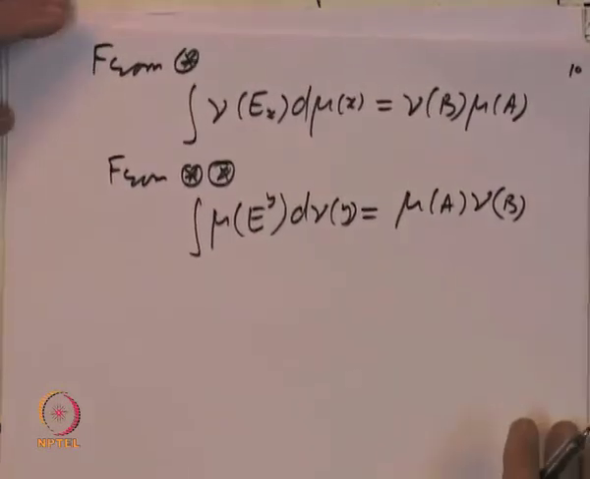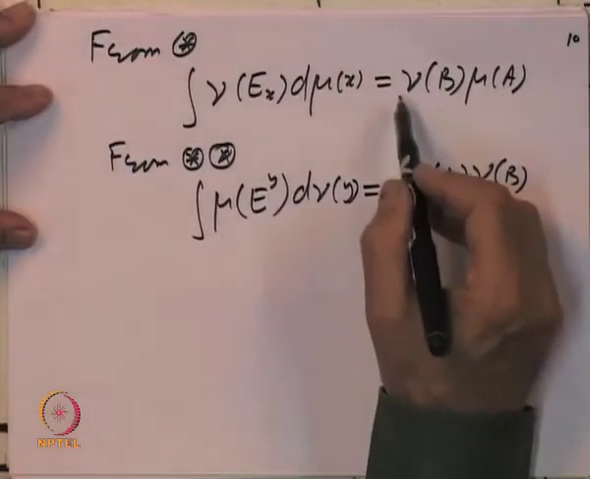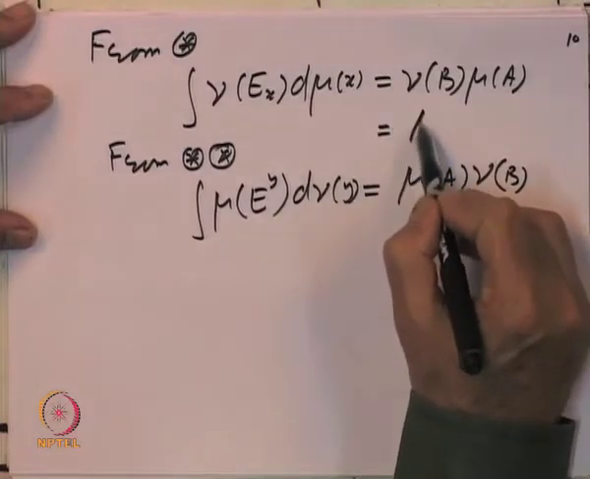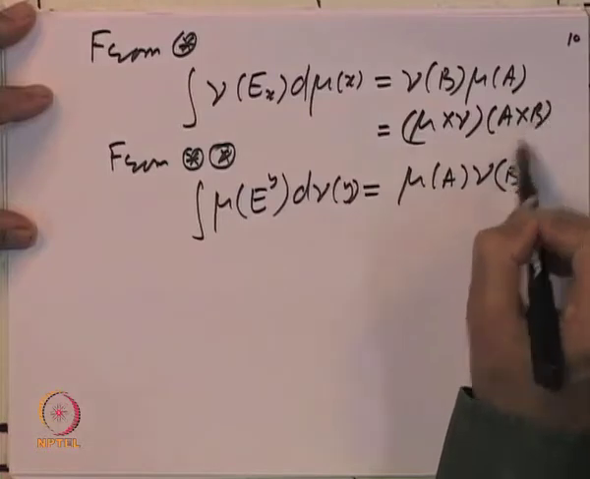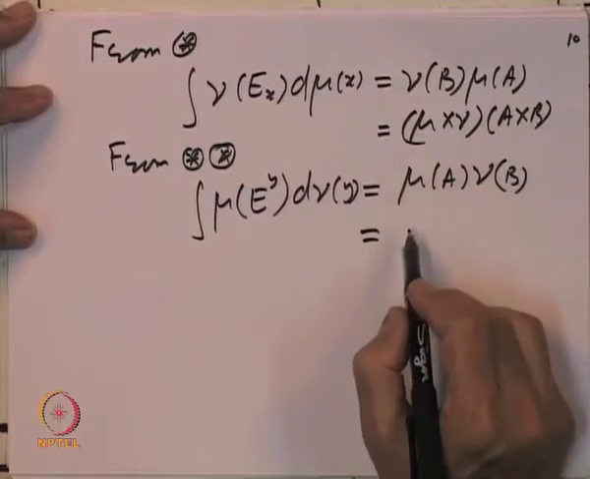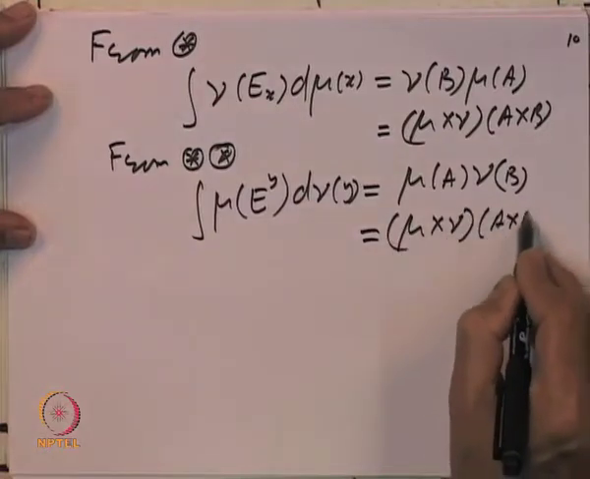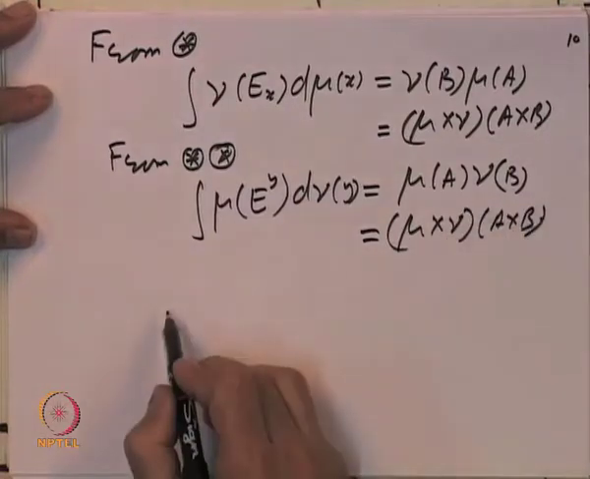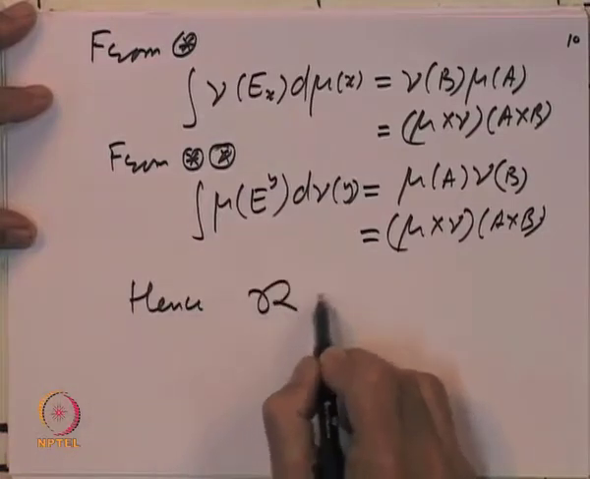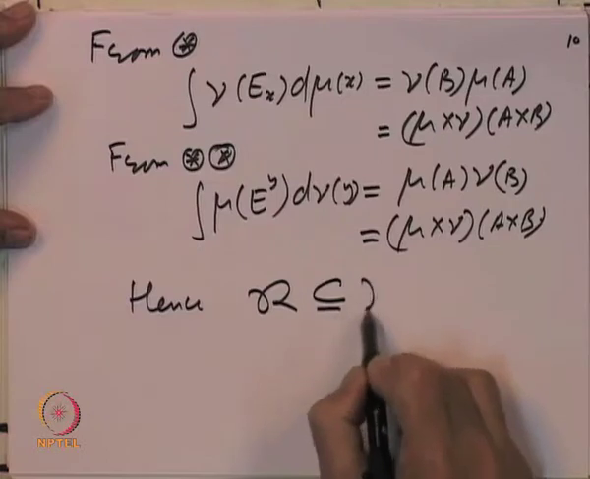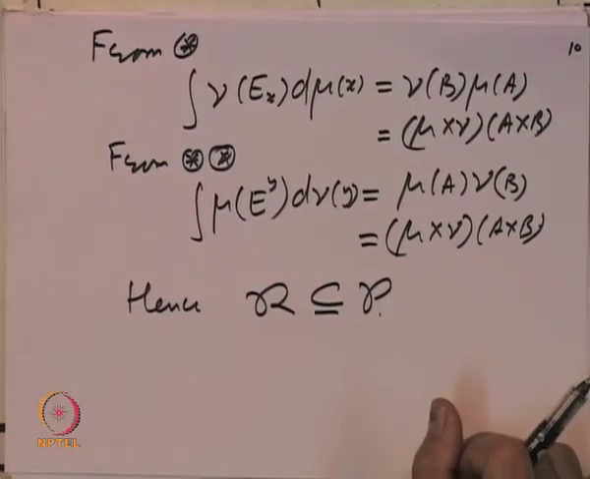So, in either case, these integrals are nothing but the product. This is equal to the product measure mu cross nu of the rectangle A cross B, and similarly here this is the product mu cross nu of A times B. So hence what we have shown is that rectangles are inside the collection P of the sets for which we wanted to prove the required claim holds.